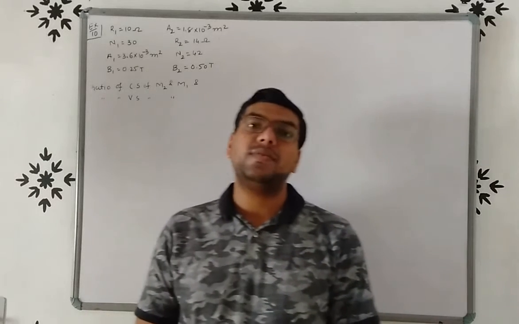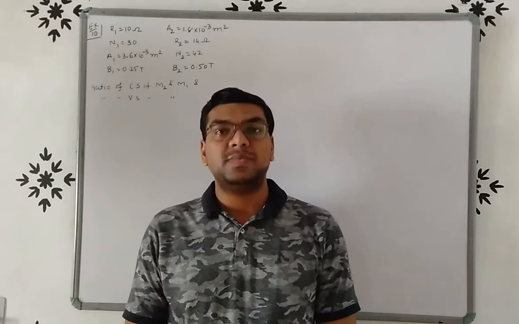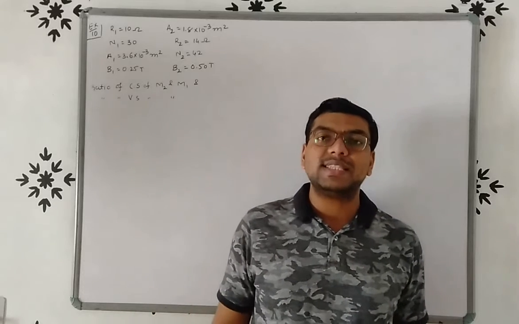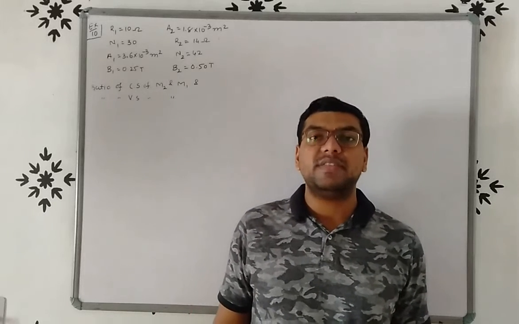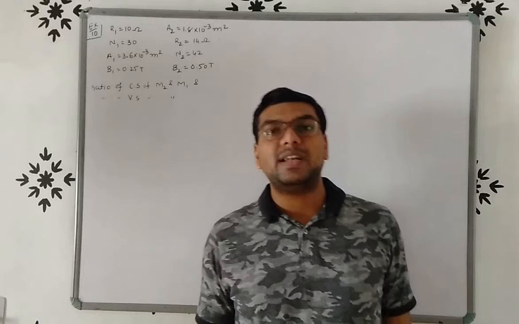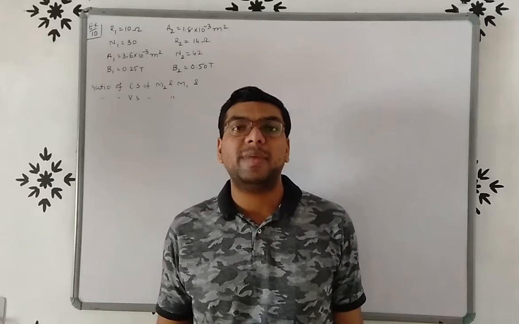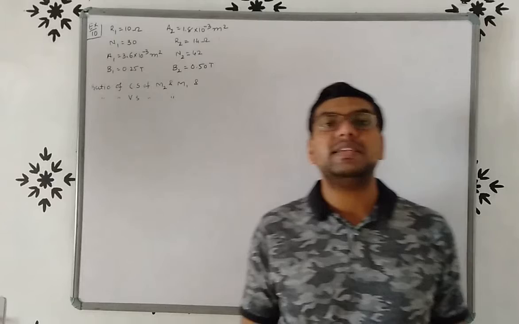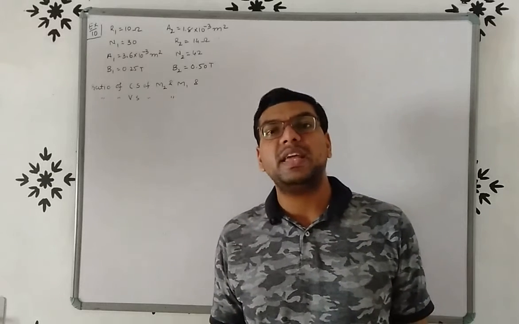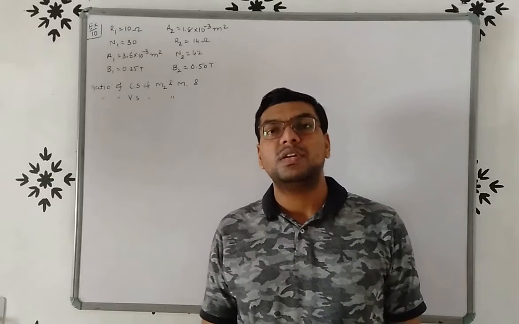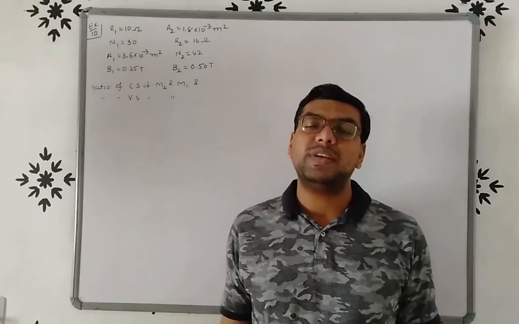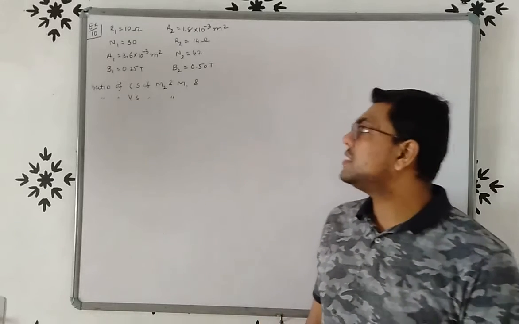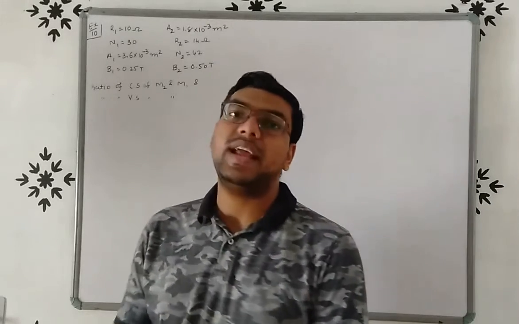In the last lecture we discussed the MCG, that is the moving coil galvanometer, voltage sensitivity, current sensitivity, then the galvanometer as an ammeter and galvanometer as a voltmeter. Today we will discuss some remaining examples of chapter number 4, which is based on this theory. So friends, see example number 10.